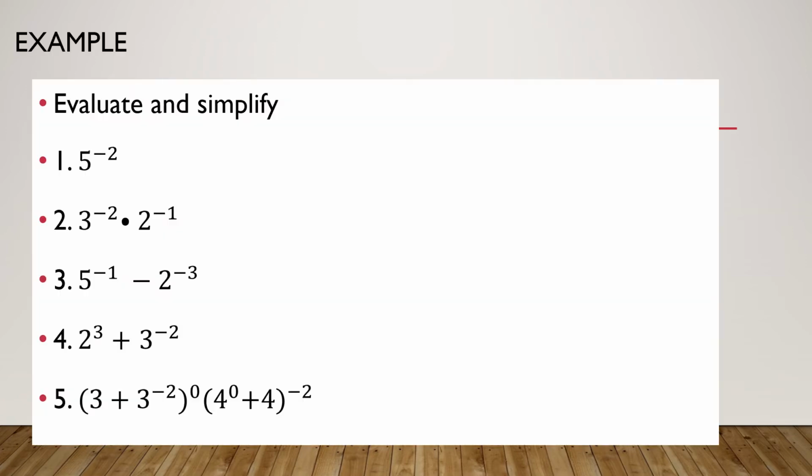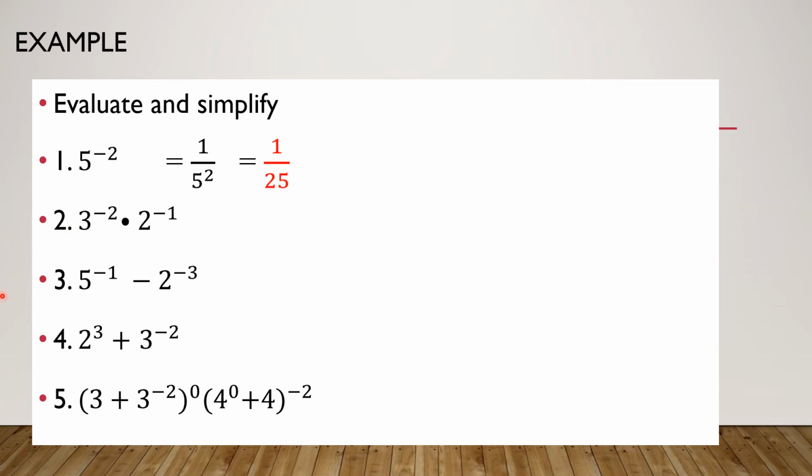Let us have another example. Let's evaluate and simplify. So how to evaluate this expression? 5 raised to negative 2. So write in a non-negative exponent. So this will become 1 over 5 squared. Then let's simplify. 1 over 5 squared is 5 times 5 equals 25. So the answer is 1 over 25.